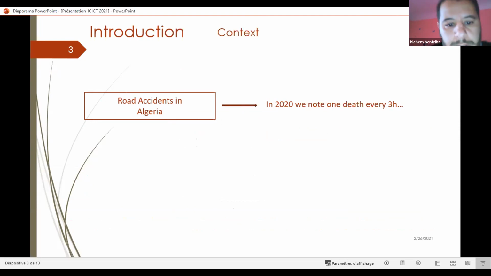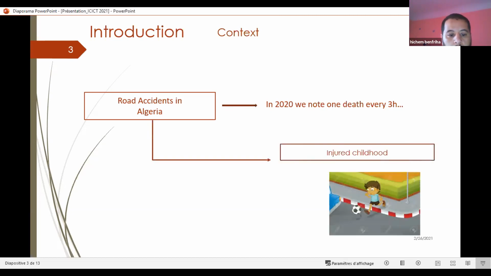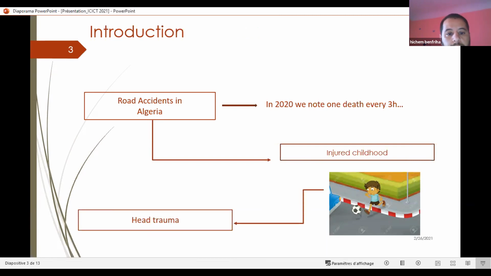According to the National Center of Prevention and Road Safety in Algeria, Algeria is ranked at the top of the list of countries in terms of number of deaths due to traffic accidents, with one death every hour. The number of children killed or injured in road crashes continues to increase year over year. We are interested in this work in childhood traumatic brain injuries.